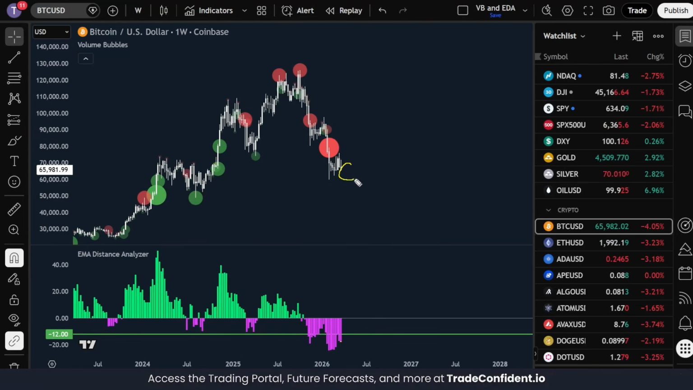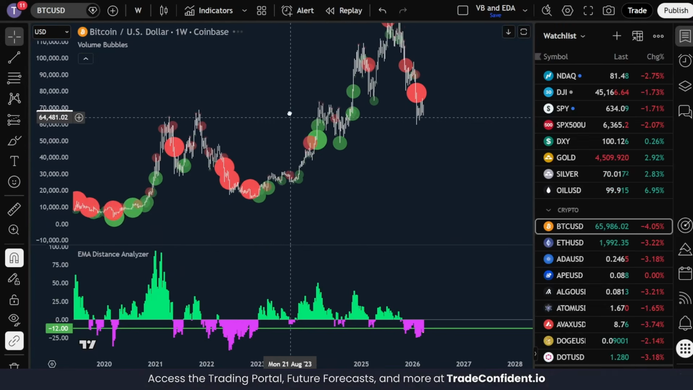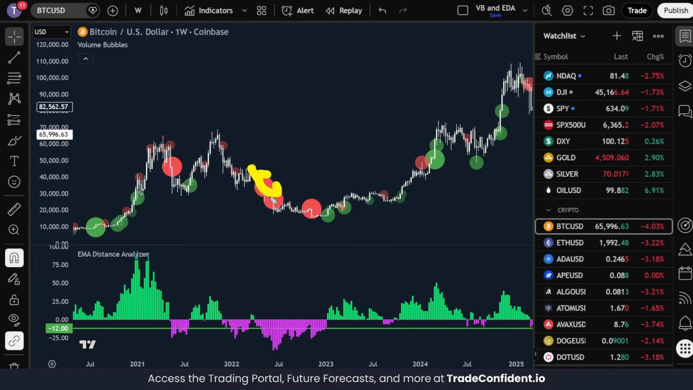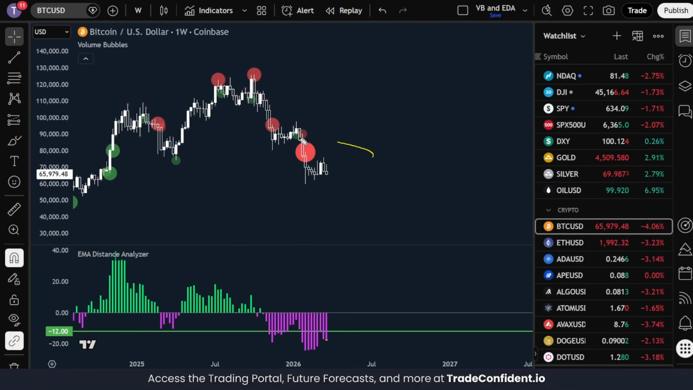If we get another red volume bubble, there is a huge amount of whale selling volume, and whales are the market makers. Where whale money goes, the market is likely to go too. Selling volume here would absolutely crash the market. And again, this is something that we saw consistently play out in the last bear market. This is what we're watching for with the volume bubbles.